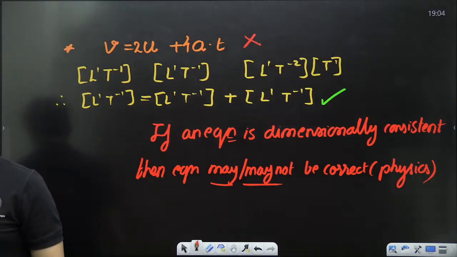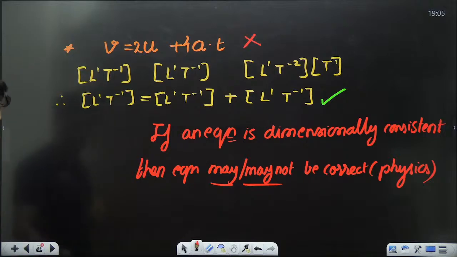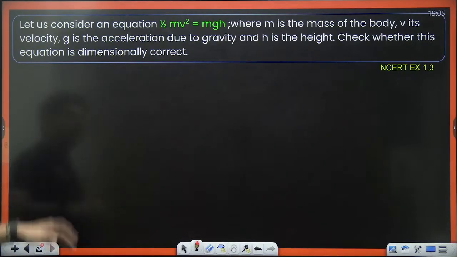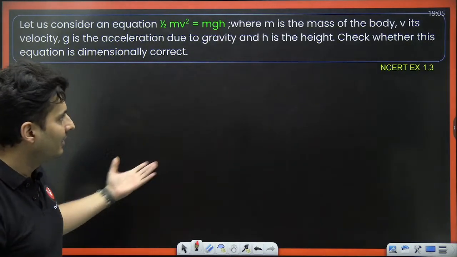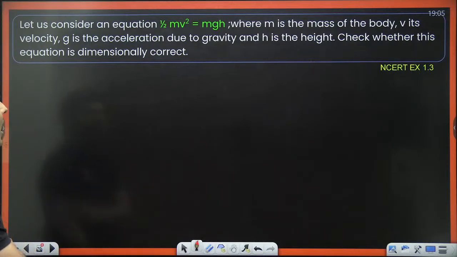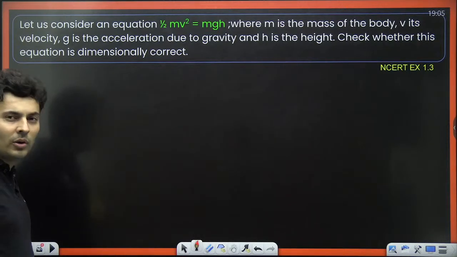Is that understood, my dear warriors? Pakka? Clear? Alright. Look at this. This is there in NCERT exercise 1.3. Half mv square is mgh. Can you check whether the equation is dimensionally correct or wrong?